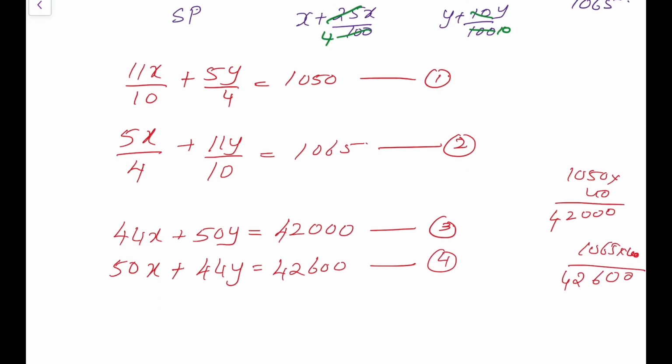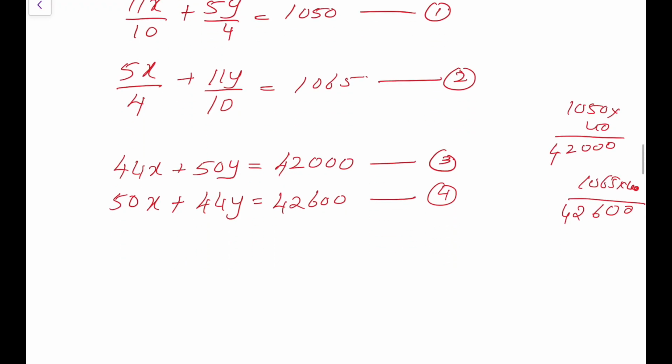Now if you see your x and y coefficients, multiplying with 50 and 44 becomes too big. So we have learned a shortcut method for this. We will first add 3 and 4. You will get 94x plus 94y equal to 84,600.